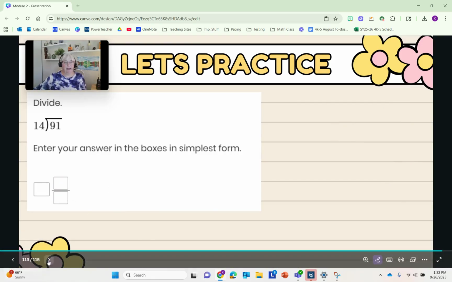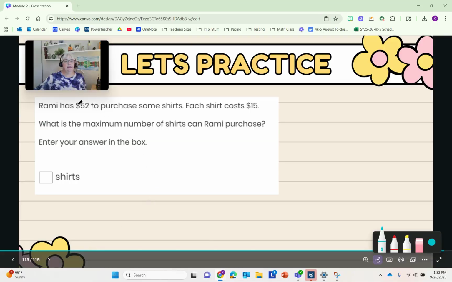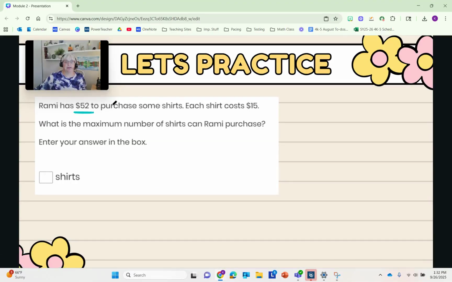Let's look at another problem. Rami has $52 to purchase some shirts. Each shirt costs $15. What is the maximum number of shirts Rami can purchase? They switch the words around there. Enter your answer in the box. All right, 52 divided by 15.